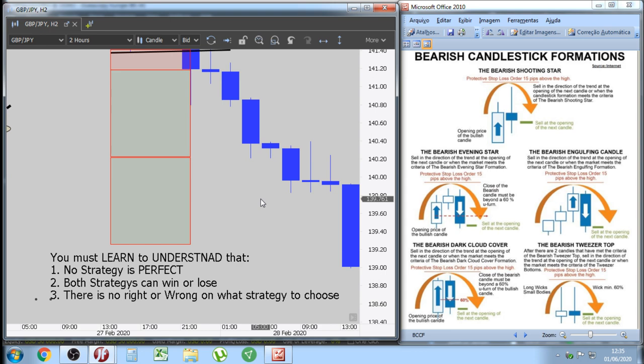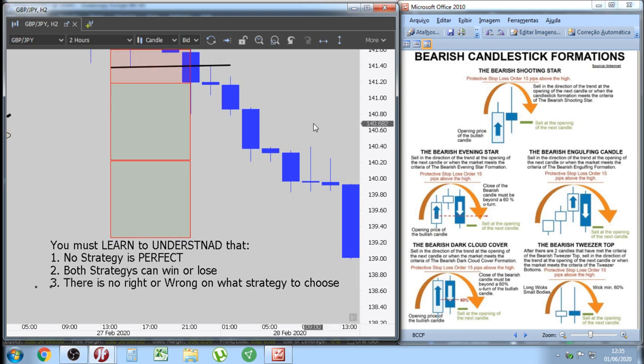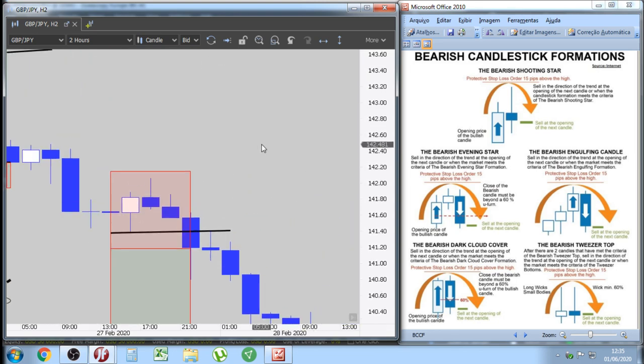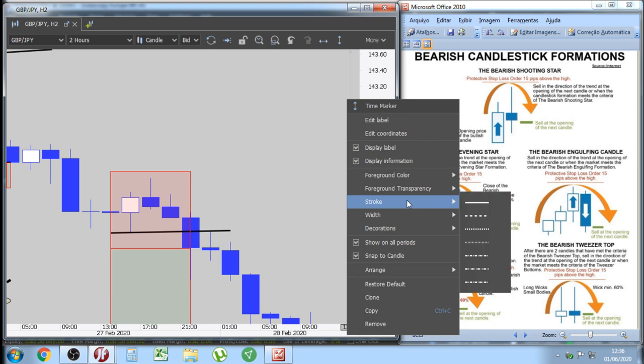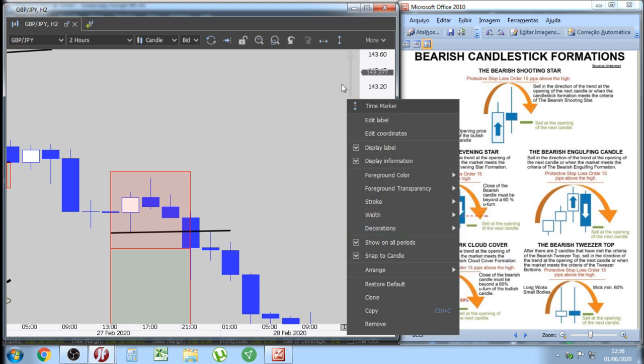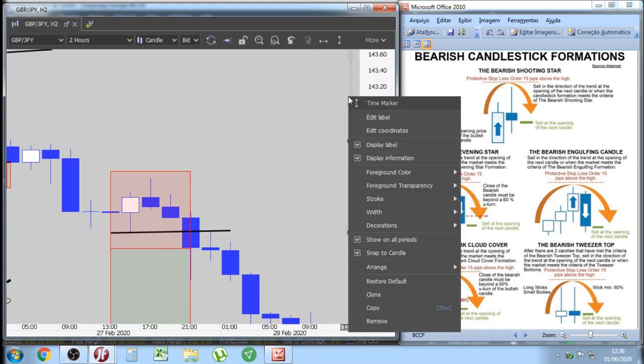And number three, if you are thinking, should I be a scalper, should I be a swing trader, there is no right or wrong. Okay? Now, if you want to count pips, everybody, you can go back. We are not going to waste time during the webinar. You can go back after the webinar and count the pips.